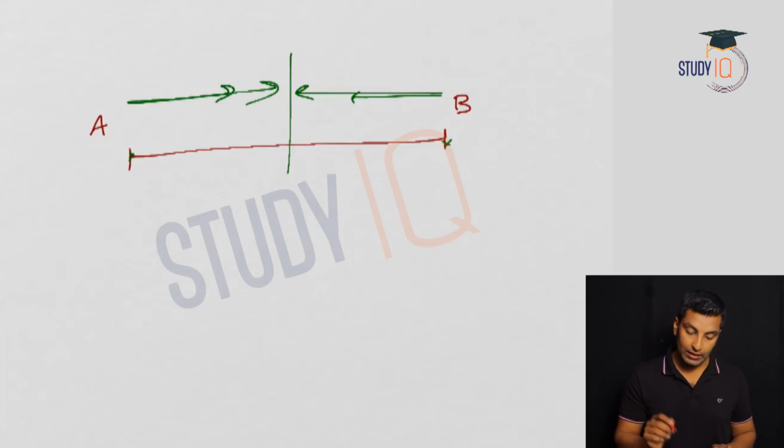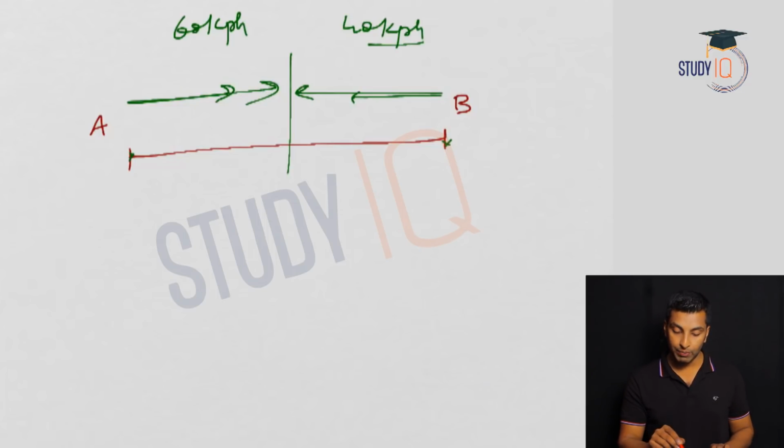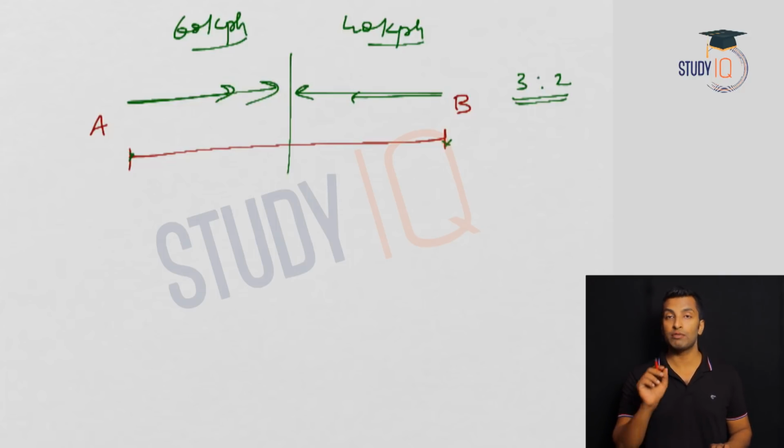Let's suppose I am telling you this person is traveling at 60 kph and this person is traveling at 40 kph, and from this we understand the ratio of speed is 3:2. Now in these kinds of questions the time taken will always be constant. The time will be constant because both start at the same time, and meeting means at a particular time when they meet both have taken the same time, so time is constant.